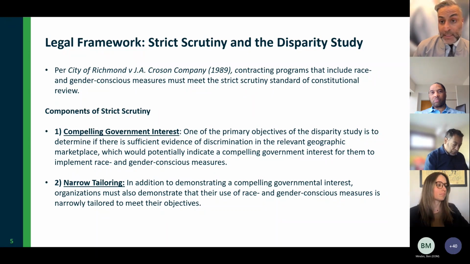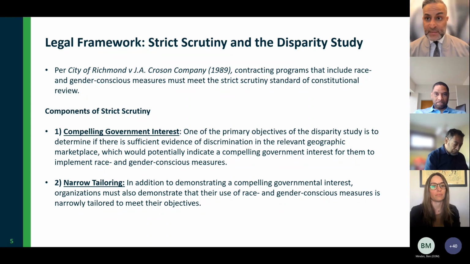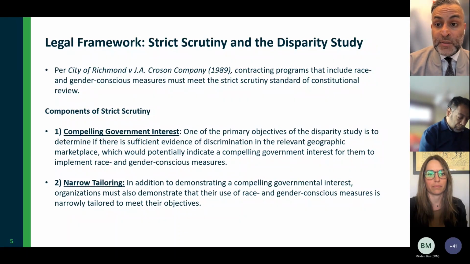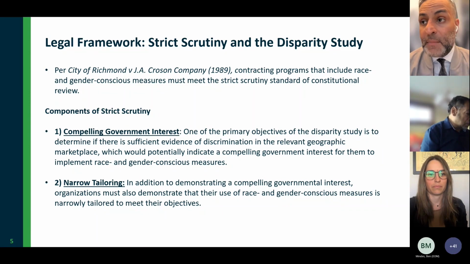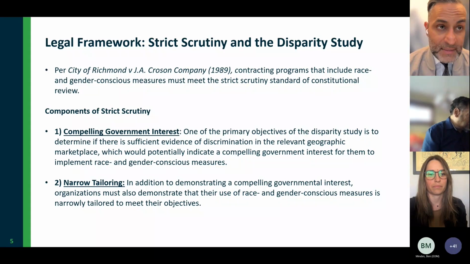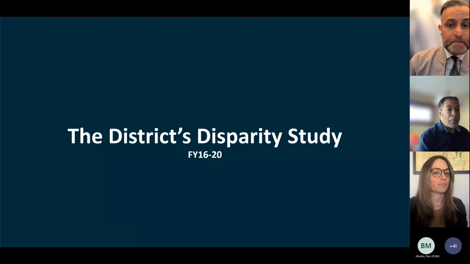One is establishing a compelling governmental interest. In other words, an organization like DC government has to have evidence of barriers and discrimination existing within their marketplace to justify the development of a race-based program. And then the second component is narrow tailoring. So DC government, in using any race-based programs, must demonstrate that their use of race-based measures is narrowly tailored to the objectives of that program. And that has a number of factors that we can talk about as the presentation goes on and as part of your questions.